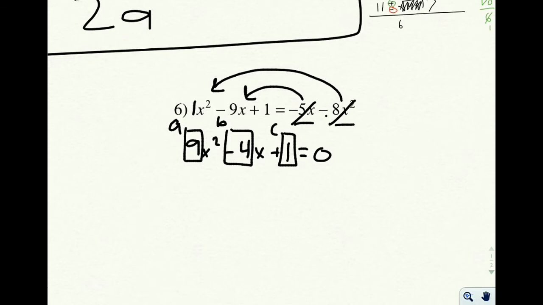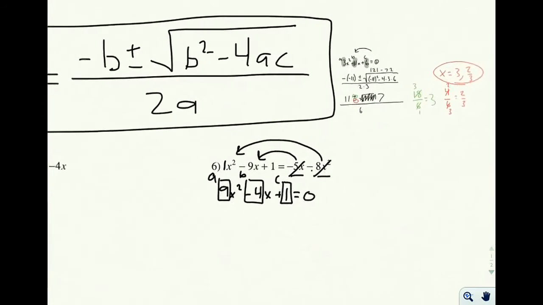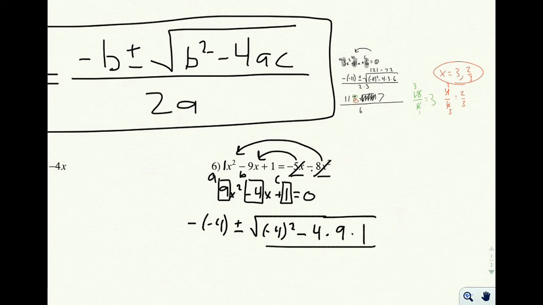And when I want to plug this in, I go, let's get our formula back up on the screen, negative 4, so negative b, plus or minus the square root of b, which is negative 4 squared, minus 4 times a, which is 9, times c, which is 1, all over 2a, which would be 2 times 9.